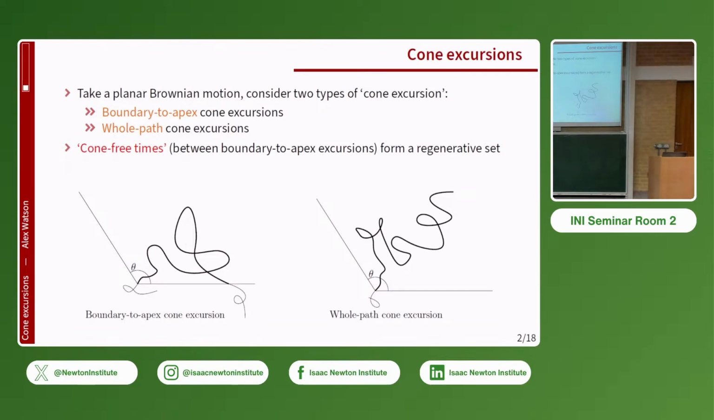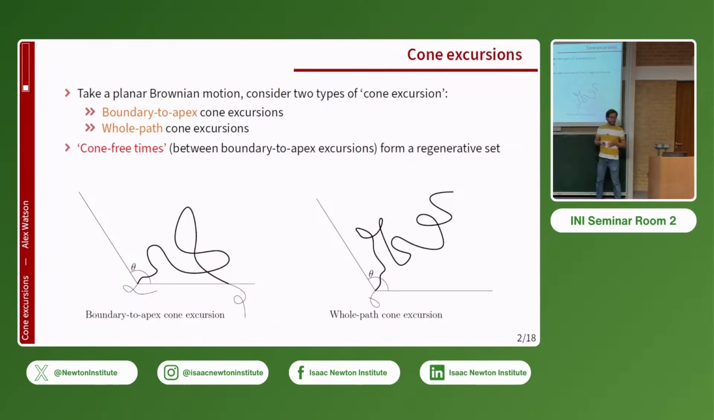Okay. So what I want to do next is focus on these boundary to apex cone excursions. And I want to decompose the Brownian path into these excursions, or into these bits where it stays inside a cone. I can't do anything as simple as saying, okay, I look for the first time it happens, and the second time it happens, and the third time, and so on, because obviously Brownian motion doesn't look like what's on the screen. It's super wiggly. You get tiny, tiny cone excursions that happen all the time in some sense.